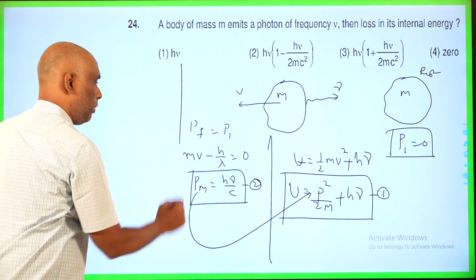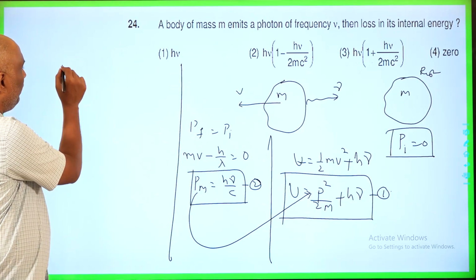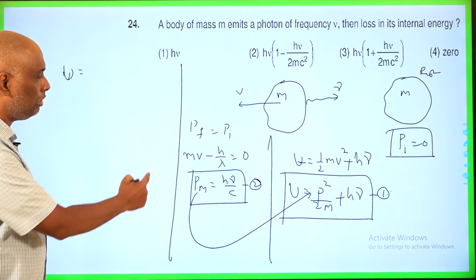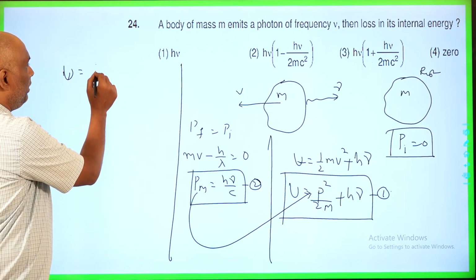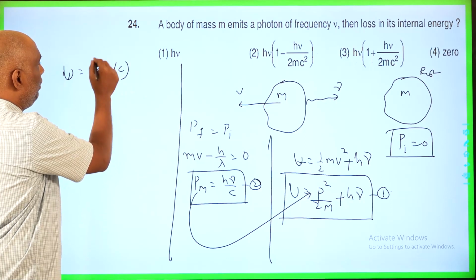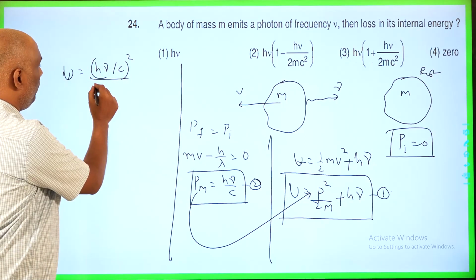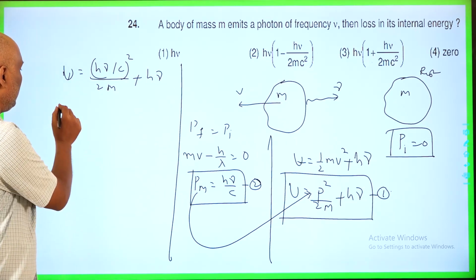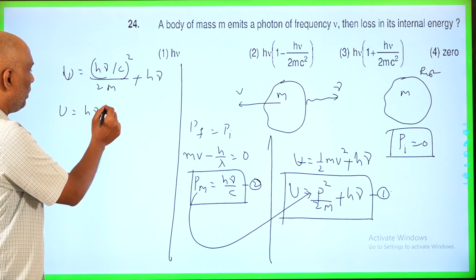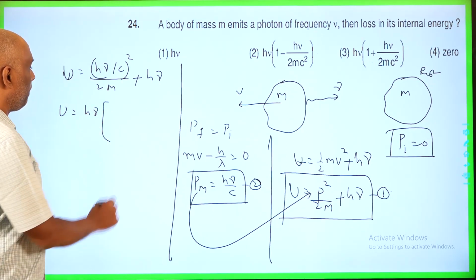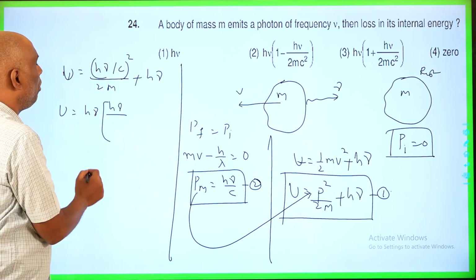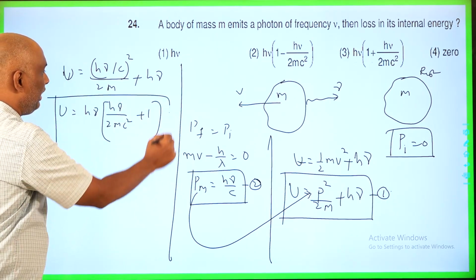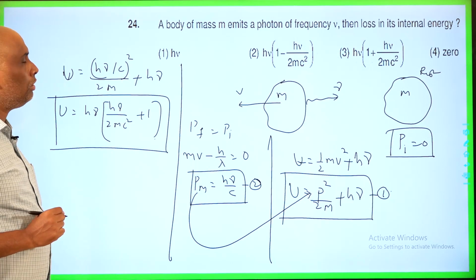Let us substitute this value of momentum in the first equation. When we substitute the value of momentum, the total internal energy that is converted to final energy will become equal, so the decrease in internal energy will become equal to p square, where p square is nothing but h nu divided by c whole square, whole divided by 2m, plus h nu. Now from this equation I can say the decrease in internal energy will become equal to h nu, I can take common, h nu into h nu divided by 2m c square plus 1, which is the decrease in internal energy that is converted to the final energy.